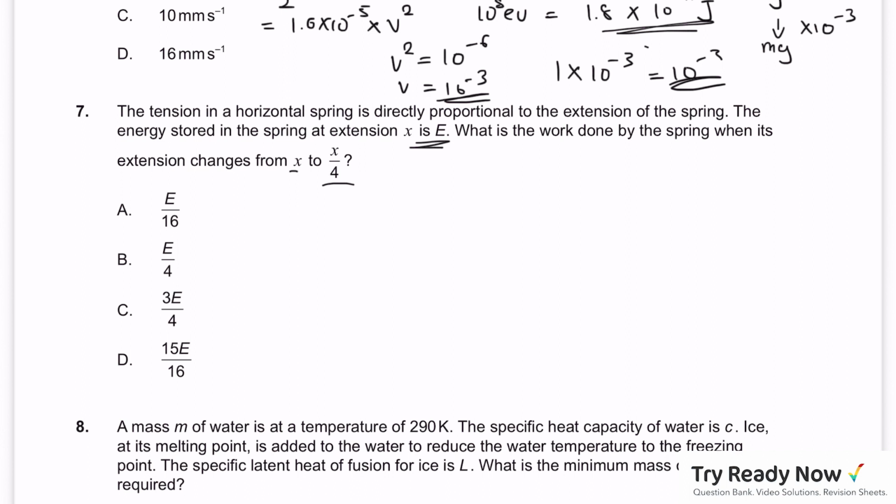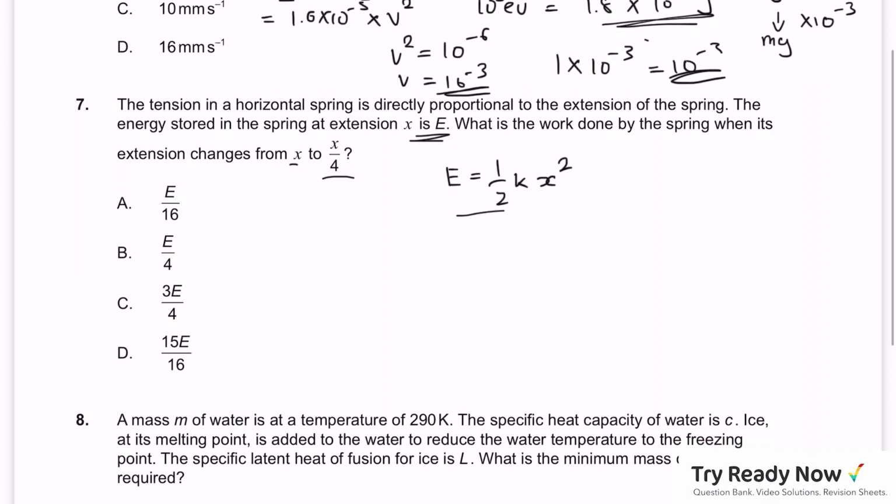So let's just find a way to express what E is in this case. If you navigate to your formula booklet, you can see in subtopic 2.3 that we have a formula for expressing the energy stored in a spring, which is energy equals half spring constant times the displacement in the spring extension. So in this case, we'll just leave it as x. So we know that this is the initial energy it has.